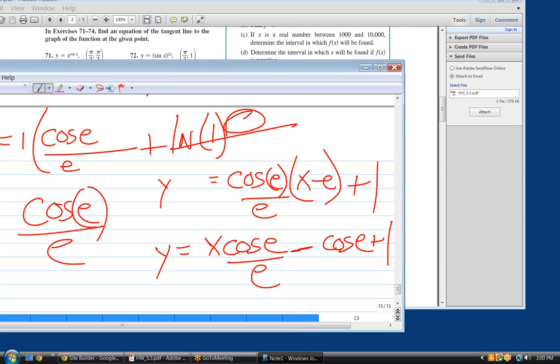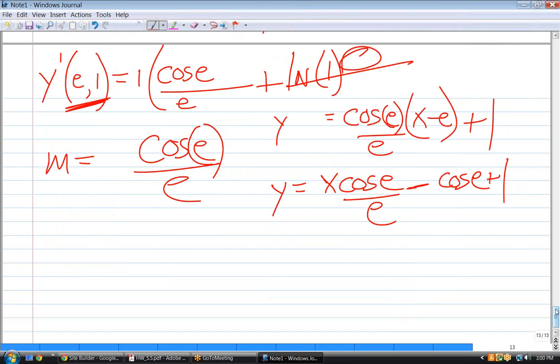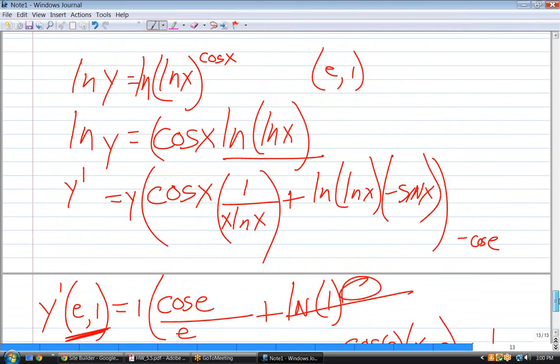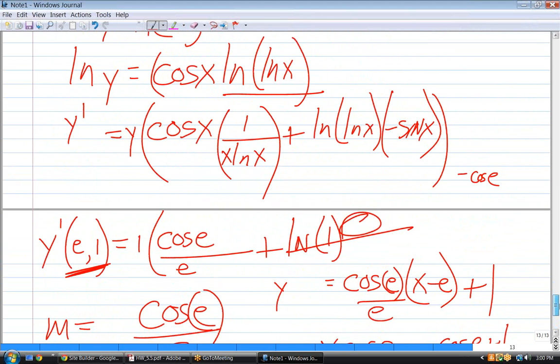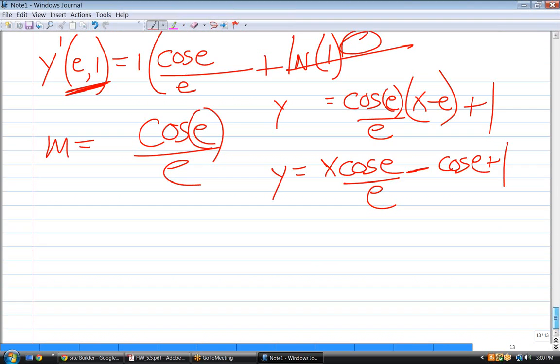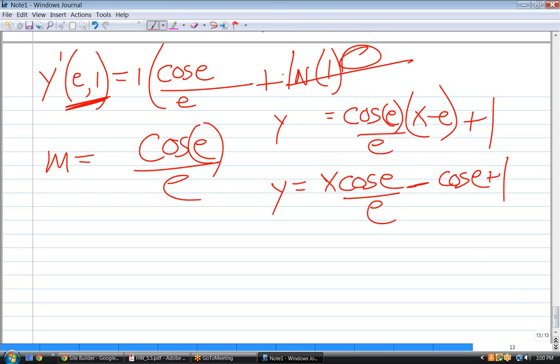Because there's other things you could do. You could factor out a cosine e. But clearly the first time I did it, I forgot to take the derivative of the right side. After I had taken the logarithms of both sides, you have to differentiate both sides. I had only differentiated the left. Yeah, all right. That makes sense.